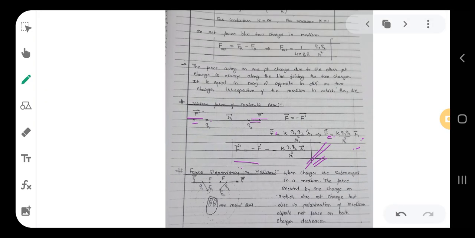Force dependency on the medium. When the charges are submerged in a medium, the force exerted by one charge on another does not change, but due to polarization of the medium, the net force on both the charges decreases.